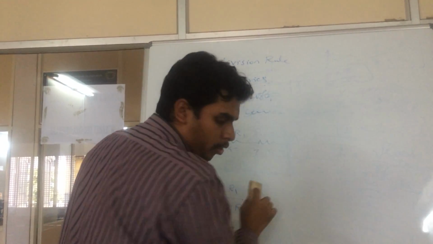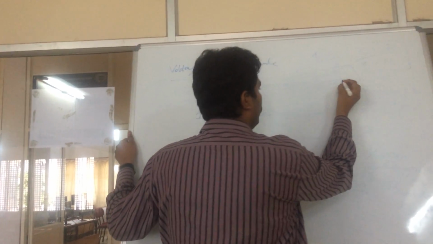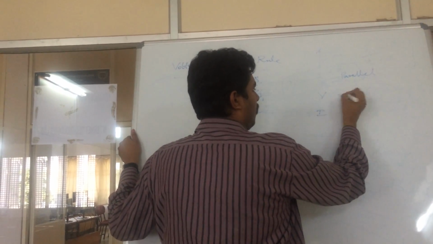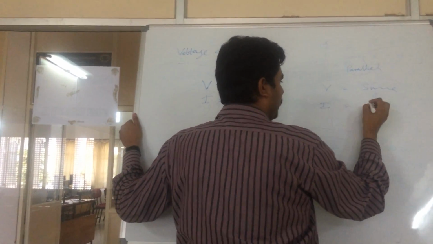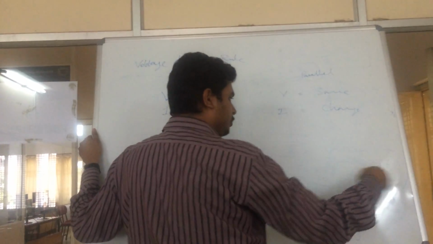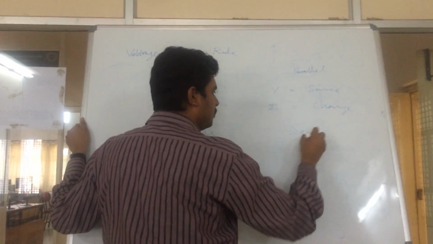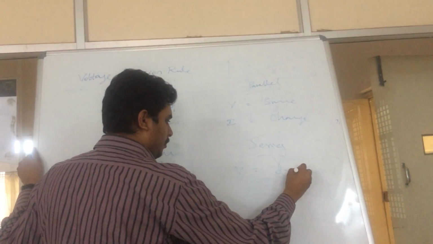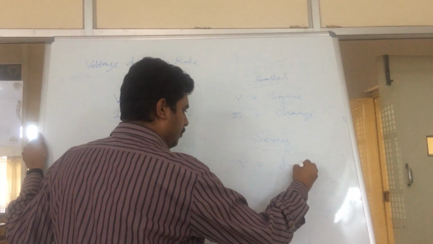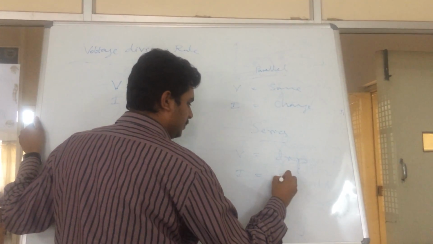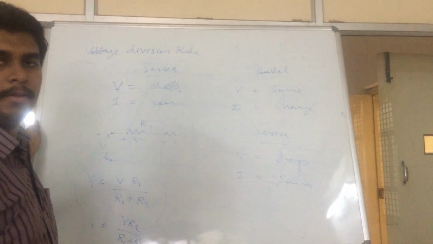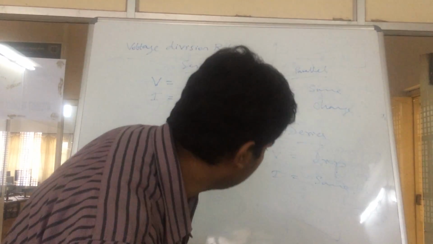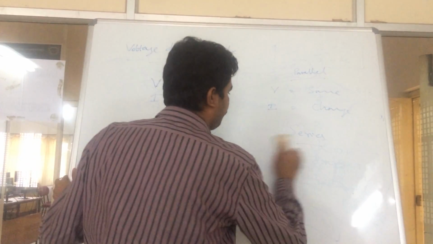Here all of you just make a note that for the case of a parallel system, voltages will be the same, but the current will be different or will change. In the case of a series, voltage will be dropped, but the current will be the same. Okay, these are the points which you need to keep in mind. Now let's go to the example.